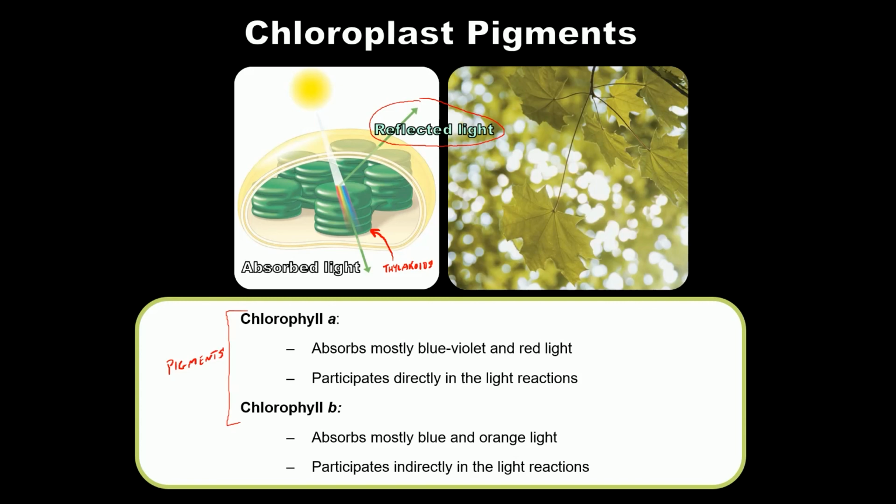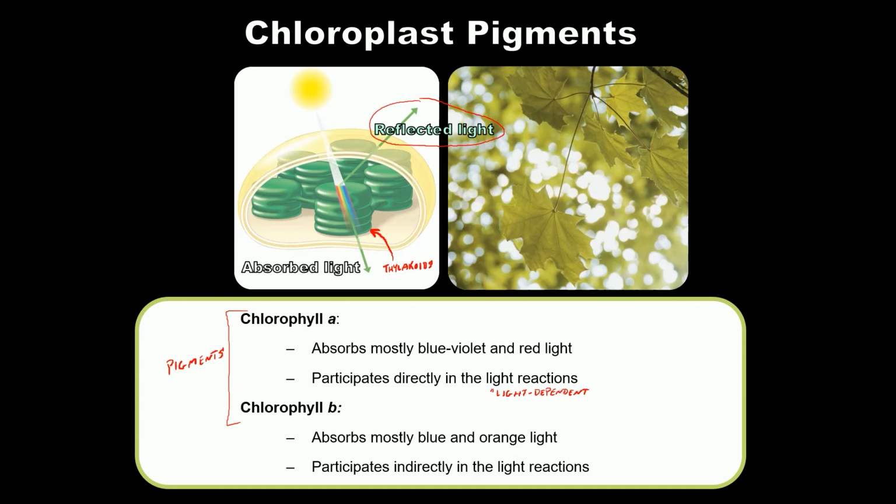Now, there's a lot of pigments, and we'll talk about, I think, 4 or 5 of them in Unit 3, but here's 2 of the big ones. Chlorophyll A, which absorbs mostly blue, violet, and red light, and it participates in the first stage of photosynthesis, which we call the light reactions, because this is the part where light is directly involved. And then chlorophyll B absorbs mostly blue and orange light and participates indirectly in the light reactions.